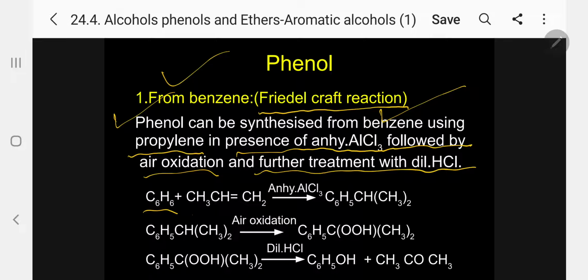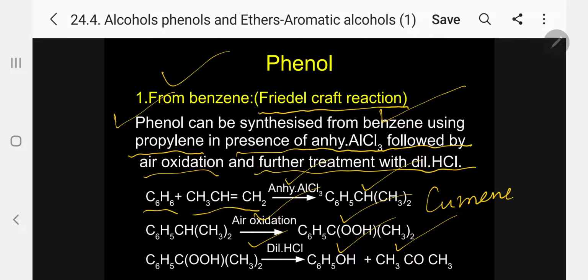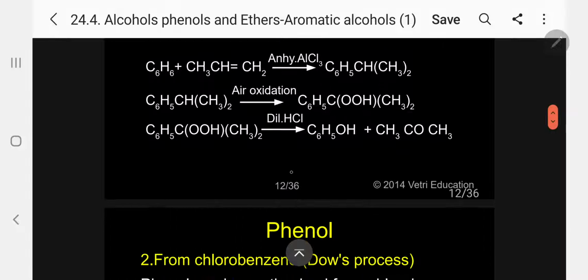1 mole of benzene and 1 mole of 1-propene in the presence of anhydrous aluminum chloride give isopropyl benzene, or cumene. This isopropyl benzene, on air oxidation, gives an intermediate. This intermediate on hydrolysis gives phenol and acetone. So this is how we can prepare phenol from benzene. The famous name of the reaction is the Friedel-Crafts reaction. This is the first method.